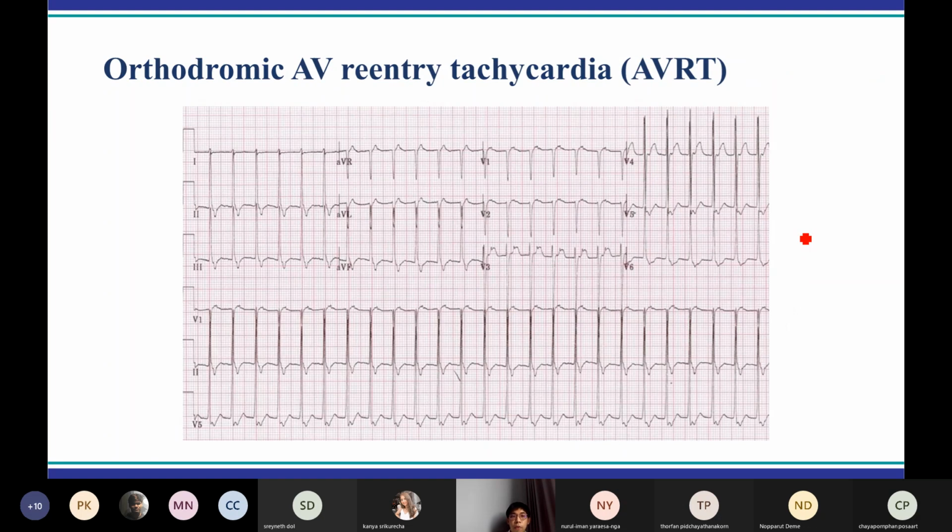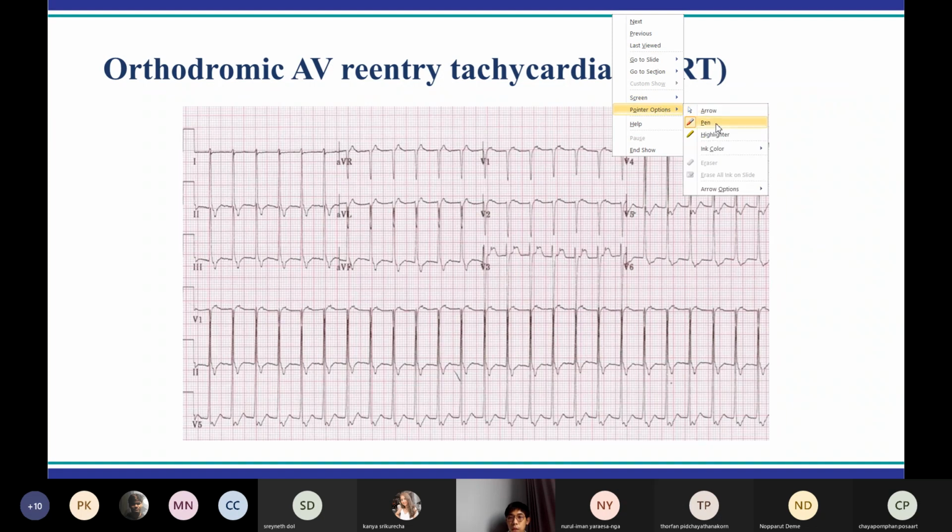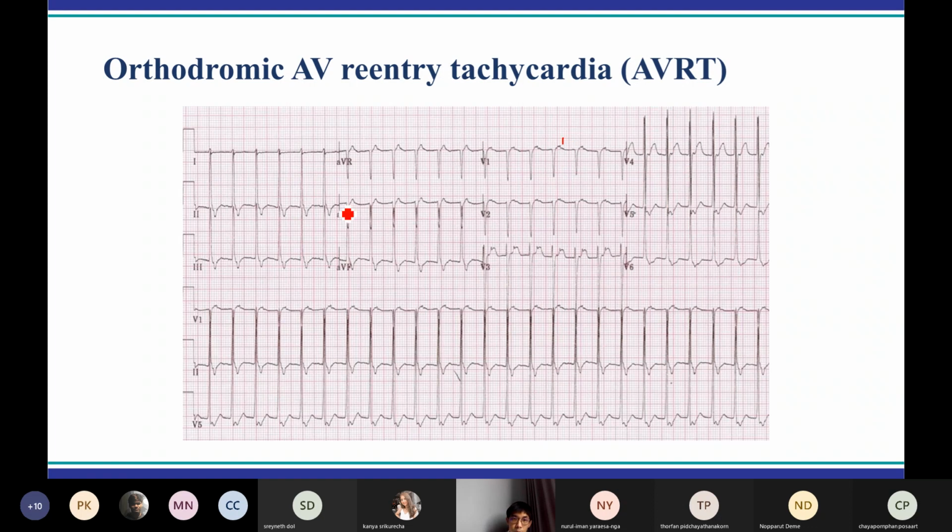This is an example of an orthodromic AVRT, which is a narrow regular complex tachycardia. As I have taught you before, you have to identify the P wave on the ECG. Here is the P wave, and here. After you identify the P wave during the narrow complex tachycardia, you have to see the ratio of A to V, or the atrial rate to the ventricular rate. In this patient, it is a 1-to-1 ratio.